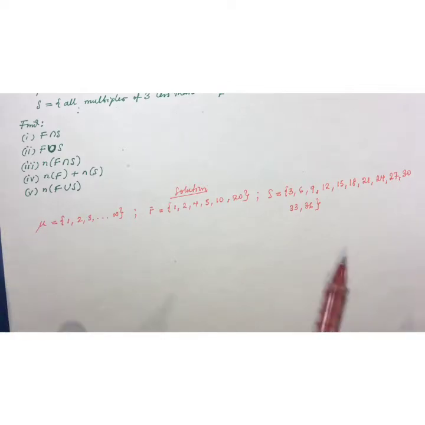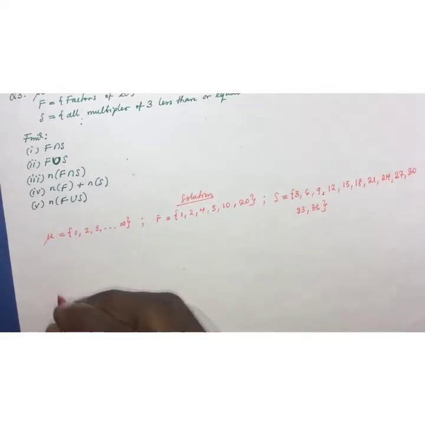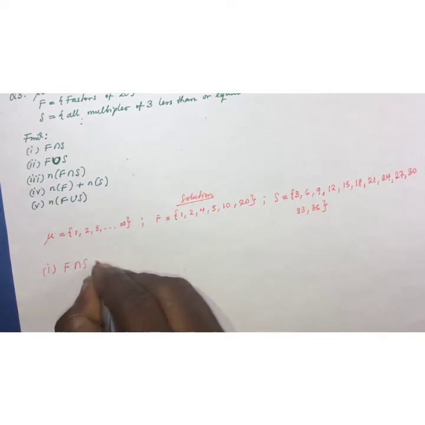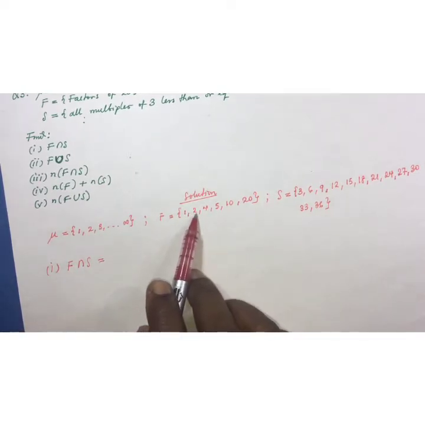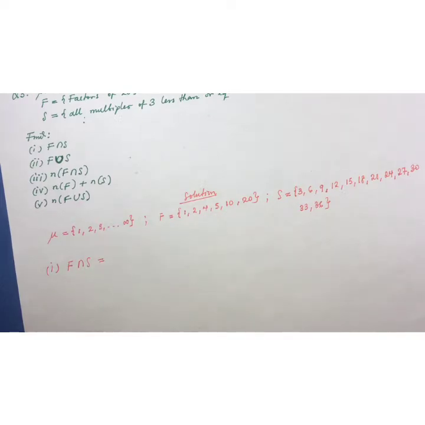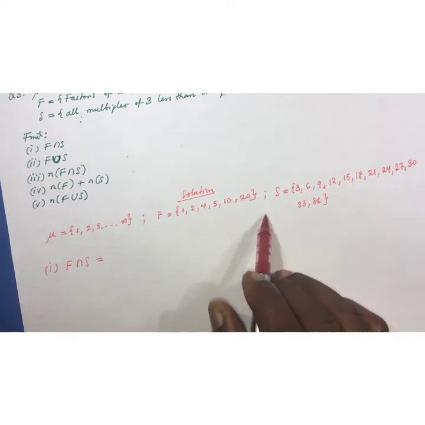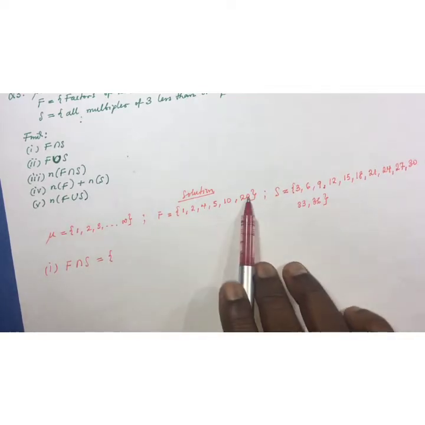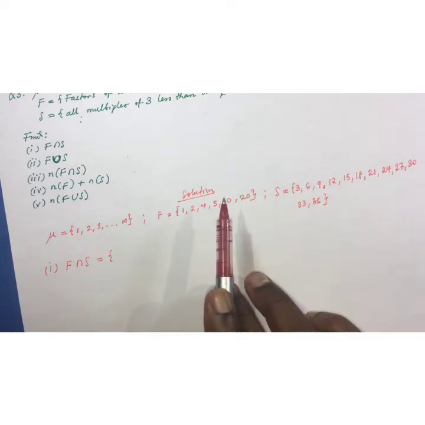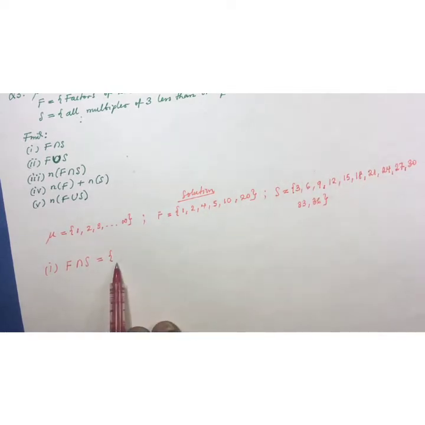Now, having written out all the sets by interpretation, let us solve the problem. So to start with, F intersection S would give us what? Okay, F is the set that contains 1, 2, 4, 5, 10, and 20, that is the factors of 20. And S is the set that contains the multiples of 3 that are less than or equal to 36. So if you intersect these two sets, what elements do you find in F that are also found in S? That is, the elements common to both sets is what we want as F intersection S.